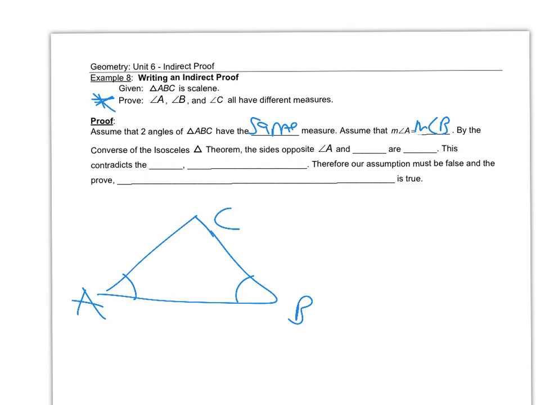But by the converse of the isosceles triangle theorem, the sides opposite angle A and angle B are congruent. So that means segment AC and segment BC are congruent. This contradicts the given that triangle ABC is scalene. Because notice we now have a picture of an isosceles triangle. Therefore, our assumption must be false and our proof, angle A, angle B, and angle C have all different measures, is true.